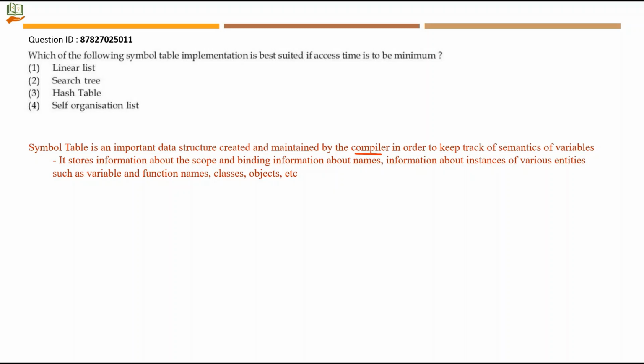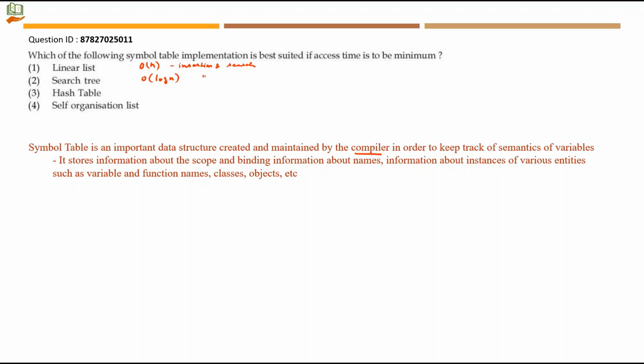So this is a data structure and they are asking which implementation is best suited if the access, that is the search time, is to be minimum. So linear list takes O of n for both insertion as well as search. And next is search tree. You can take a binary search tree. Complexity will be O of log n, for both insertion as well as for search, because you're going to divide the content into two and then you're going to work with only one half. So it is log n.